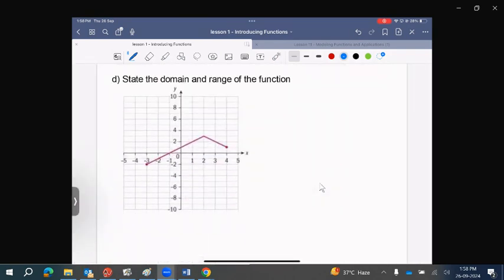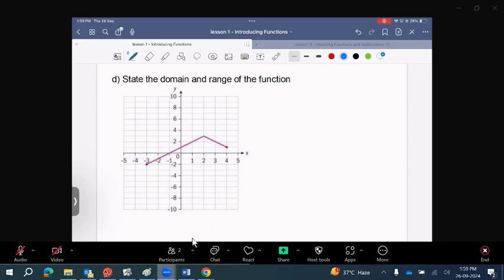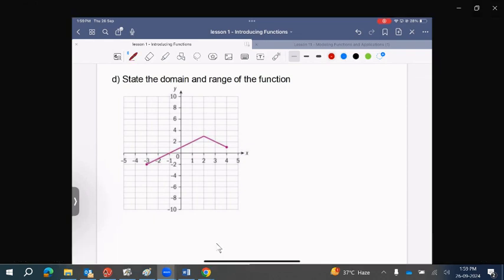State the domain and range of this function. Okay, so for the domain, it's not too difficult, this one. We're going to go from here to here. So we can write that as the domain is going to be -3 included up to 4 included, or -3 to 4.